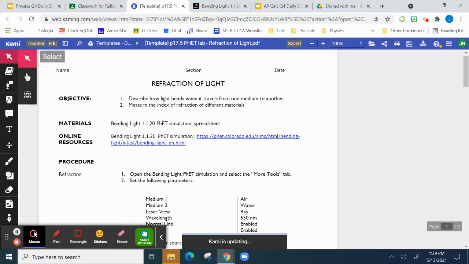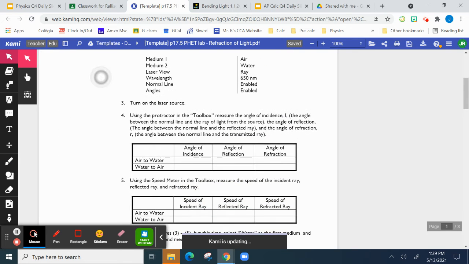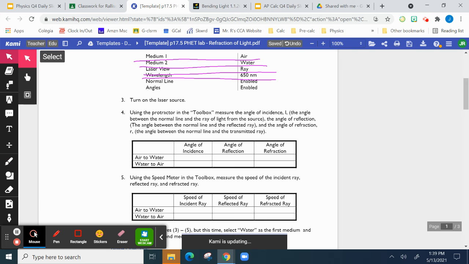Undo, scroll up. All right, so these are the parameters we're looking for. And this isn't the best laid out thing ever. Medium 1 is going to be air. Medium 2 is going to be water. Laser view is going to be ray. For wavelength we want 650 nanometers. Normal line enabled and angles enabled. So that's what we're going to do.